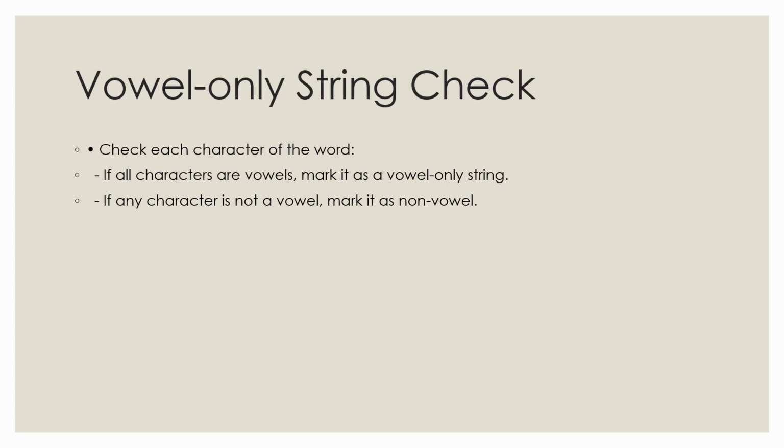To identify vowel-only strings, we iterate through each word in the list and check every character. If all characters are vowels, the word is marked as a vowel-only string. If any character is not a vowel, we mark the word as non-vowel and move on to the next word.